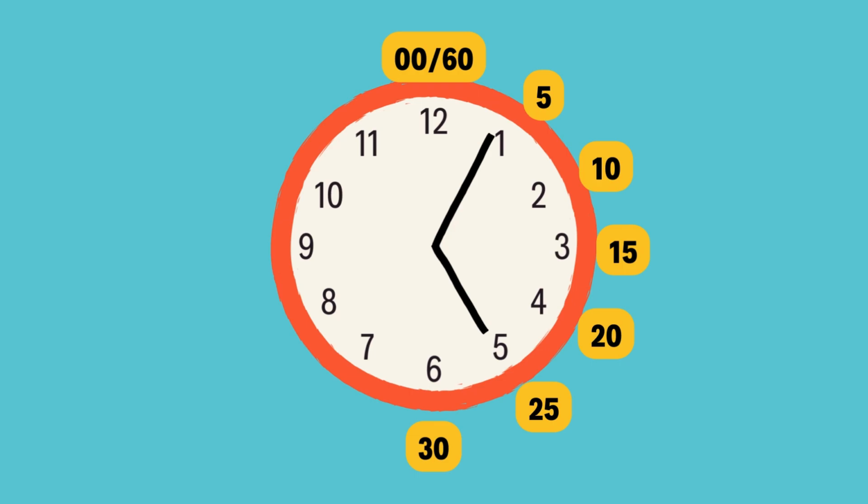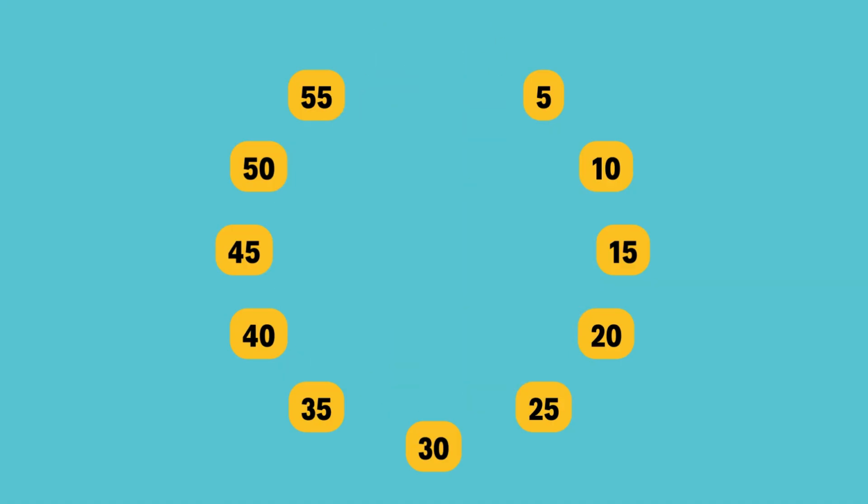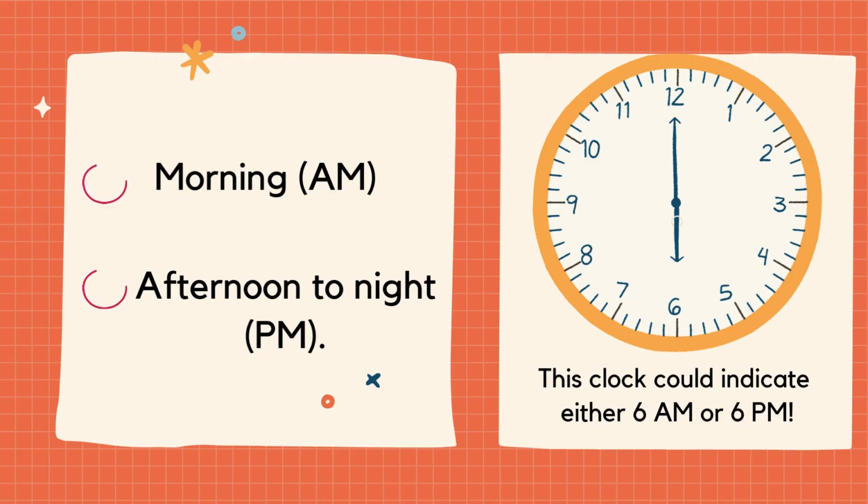Similarly, when the minute hand moves from 12 till 12 again, that means when it moves one complete circle, a total of 60 minutes have passed. A 12-hour clock shows time by dividing the day into two parts. Morning is AM and afternoon to night is PM.